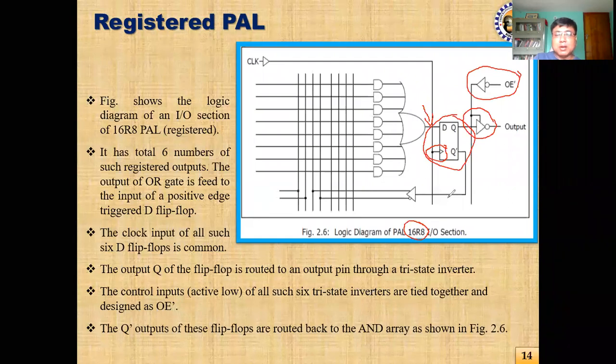This provision allows cascading. The way we have done to implement a full adder using the PAL, 3 input 4 output PAL, we have used external gates. Here, external gates you need not use. Rather, what you will do is take this Q bar output and implement that again in this circuit, so that it can implement a bigger Boolean function. Okay, so this is about your registered PAL.